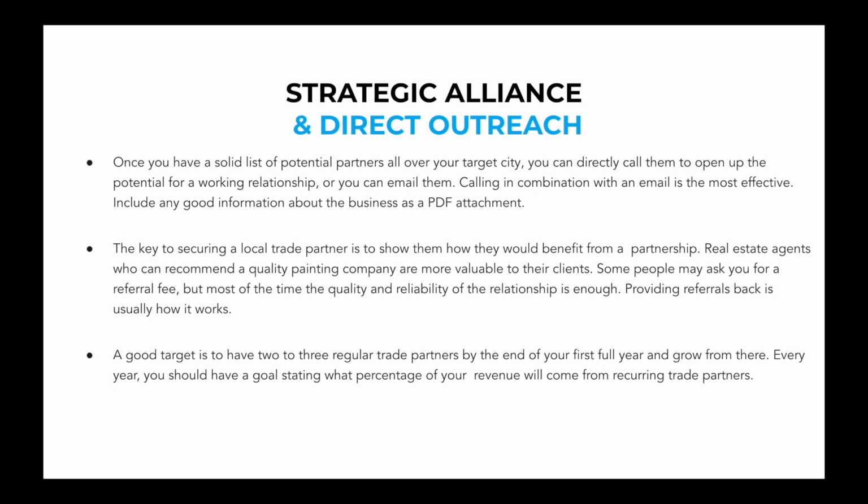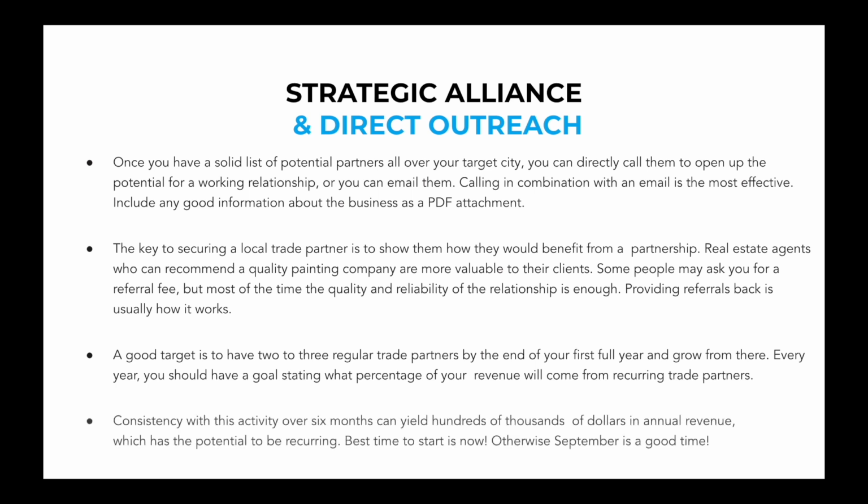And then you can start to understand what percentage of your revenue you can expect from trade partners and relationships through strategic alliances. Consistency with this activity over 6 months can yield hundreds of thousands of dollars in revenue. So, like I said, if you're consistent with this and you're acquiring one good relationship at a time, this is how you build a good brand and good partners, and it's a lot more fun. You're working with other people.